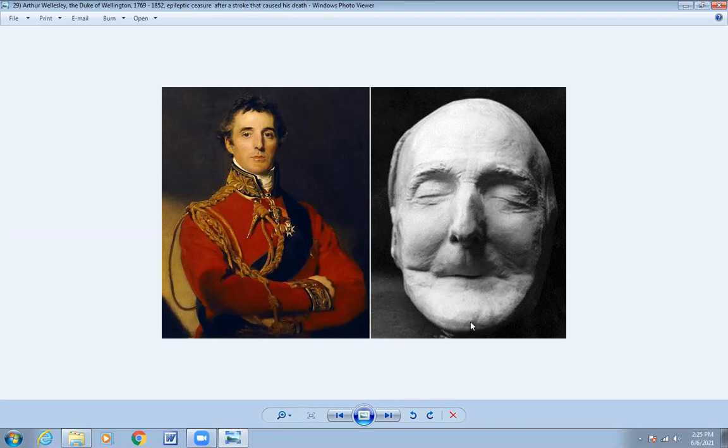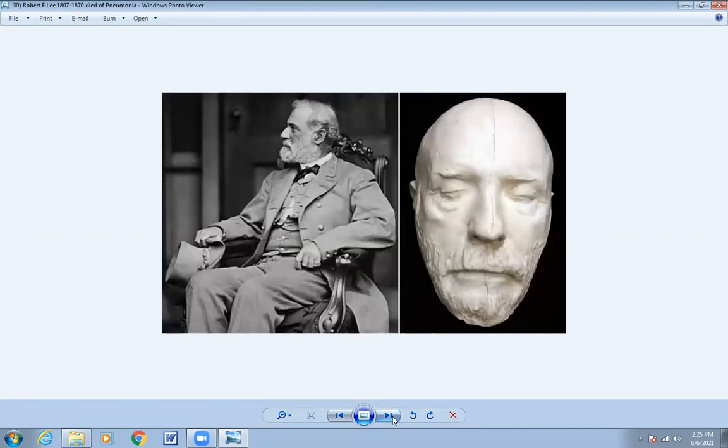And you see a very distinct chin, which if he were sitting upright, that dimple would probably not be there. This one was Robert E. Lee. He died of pneumonia in 1870, born in 1807. This is his death mask.